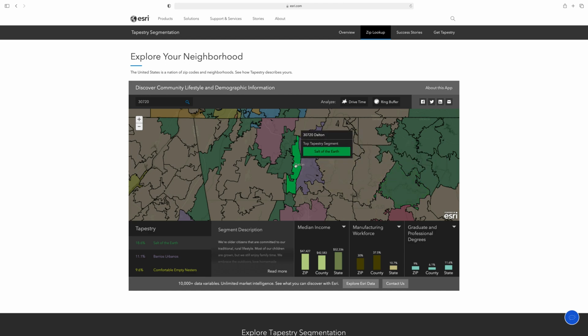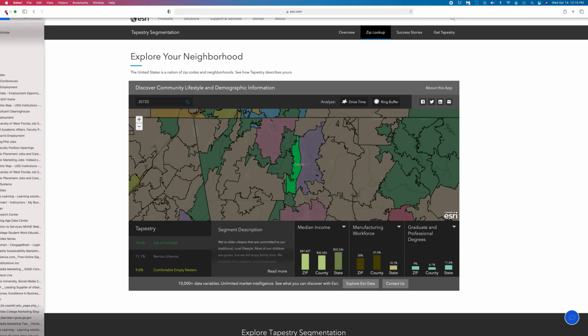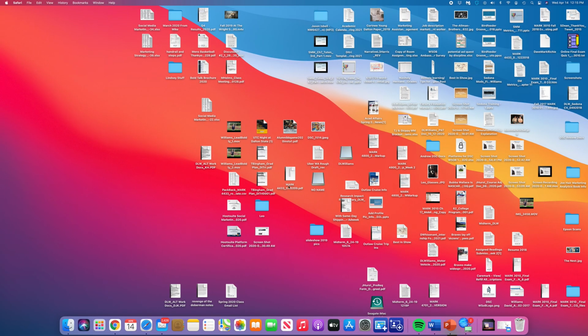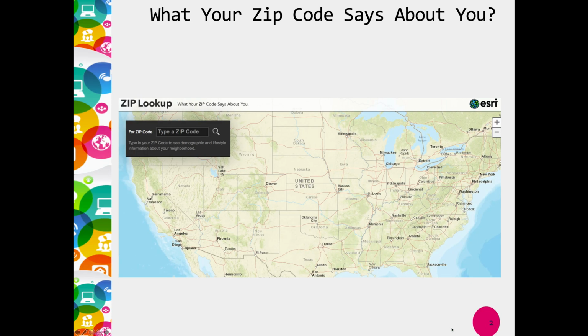Salt of the earth is the highest percentage. We can see down at the bottom left, it's 18.6. But it's a fun way to look at community lifestyle, demographic information, and if somebody was really doing it for real and had money on the line, you would want the paid version.